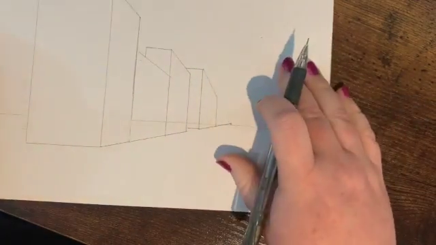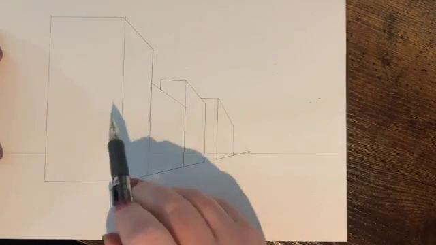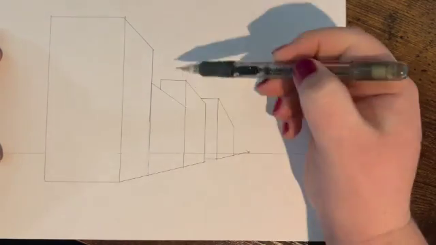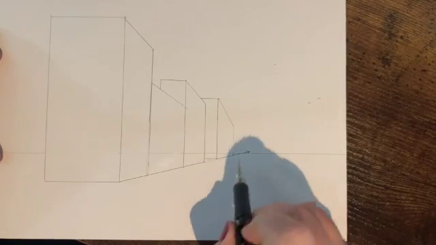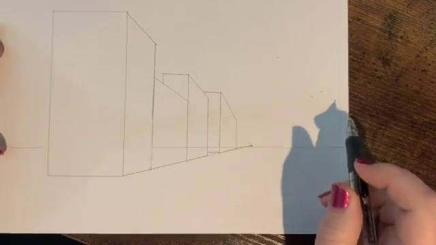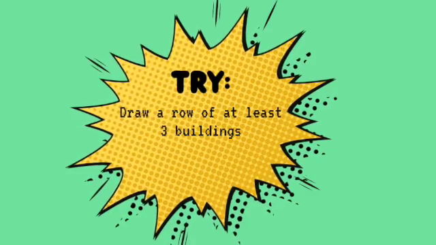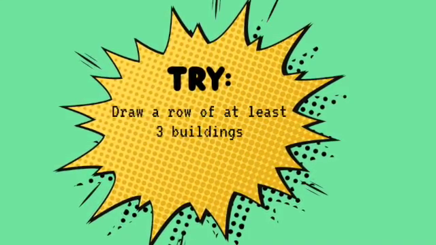Now you've got your four buildings that we can now add doors and windows and make them actually look like buildings. The original, one shorter, one taller, and then one that's separate. Now you try drawing a row of at least 3 buildings.